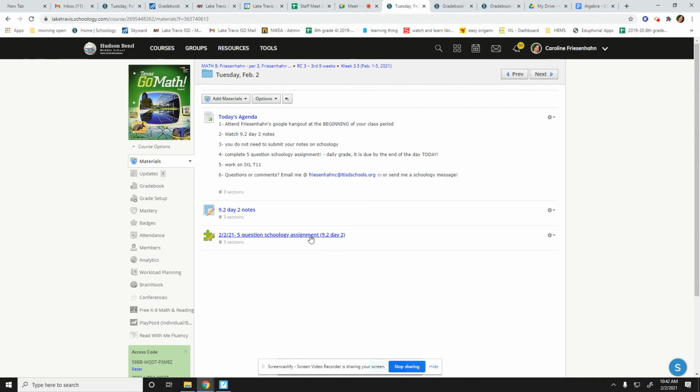Again, I want to warn you on today's notes, the last 2 bottom problems are pretty tricky. So please make sure that you're writing it down so you can refer back to it, because those 2 are the tricky ones. And there's 2 of those questions on your 5-question Schoology for today. Okay, so let's do this.